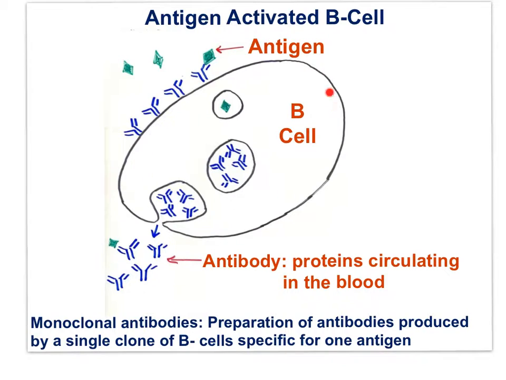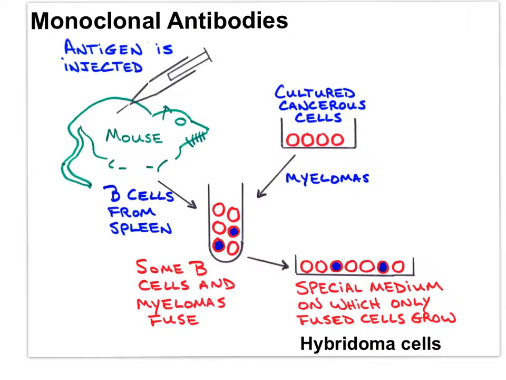A B cell of the immune system is stimulated by the presence of a foreign molecule, the antigen. We can see this here. The B cell responds to the presence of the antigen by synthesizing and secreting antibodies, seen here. Now, the antibodies specific to the antigen can be harvested and used in biotechnology. Stay tuned. The technique used to produce monoclonal antibodies is shown here.